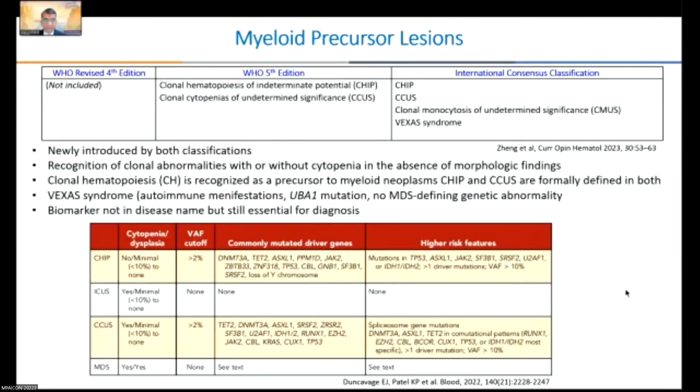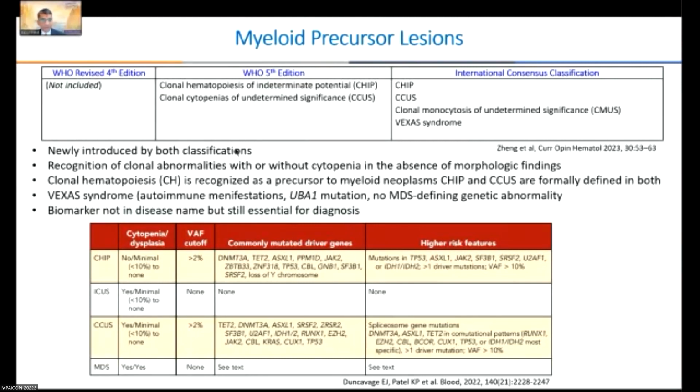So with that in mind, let's look at some of these examples of these newly added entities. One of the entities that's been added recently is called myeloid precursor neoplasms. I will be following this theme where I will be showing the comparison between the fourth edition, the fifth edition of WHO, as well as the international consensus classification, using some of these wonderful tables that are available through Zhang et al. publications. I would urge the audience who's interested in reviewing this further to look at the article and also identify the supplemental tables that provide a very nice comparison of these findings.